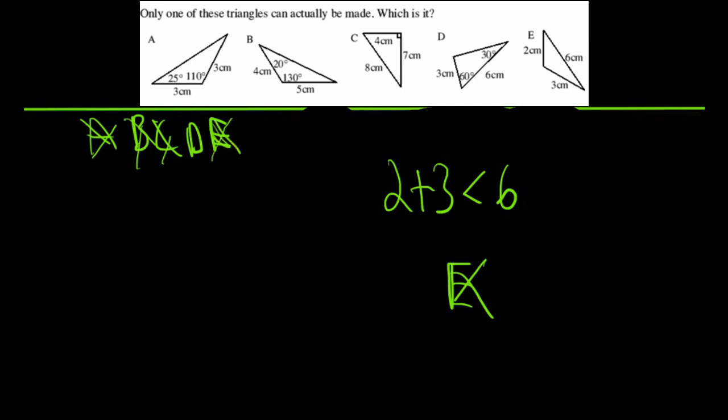And so by process of elimination, we can thus deduce that D is the one that can be made.